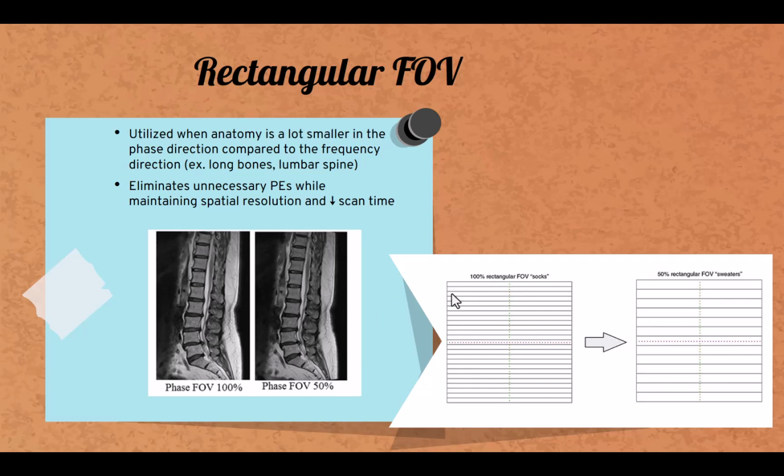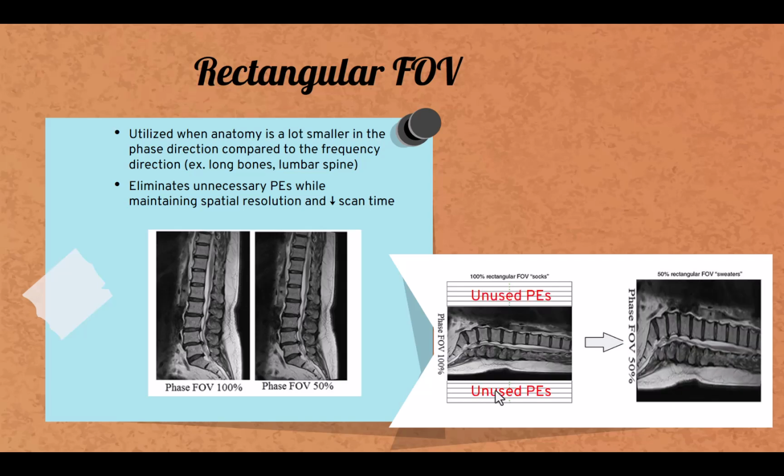So you can see here where all the phase encoding steps have been used, like over here. And then if you want to eliminate the unused phase encoding steps, because the anatomy is shaped in a more rectangular fashion, you're not going to lose any of the resolution because you're just getting rid of these phase encoding steps that would not be used in the first place. So you're saving time, maintaining the same spatial resolution.